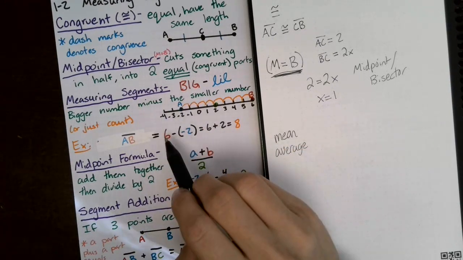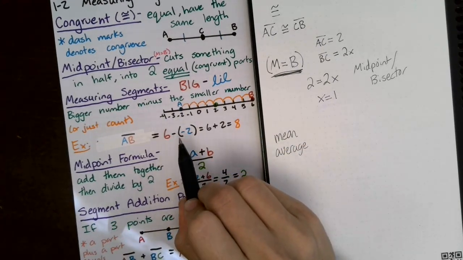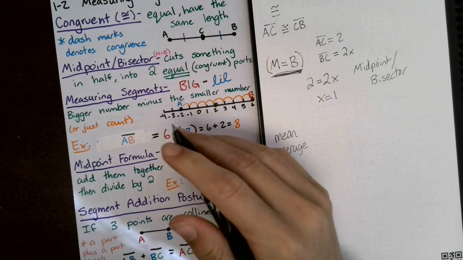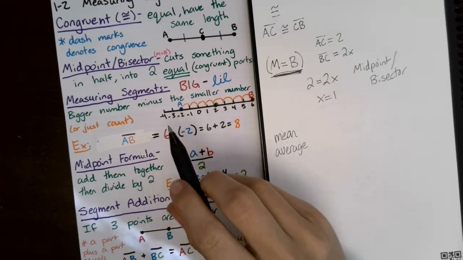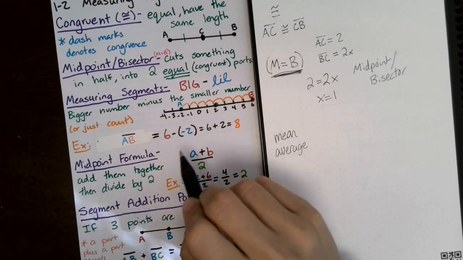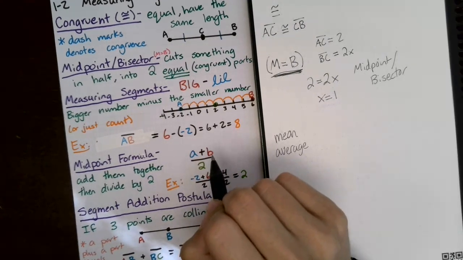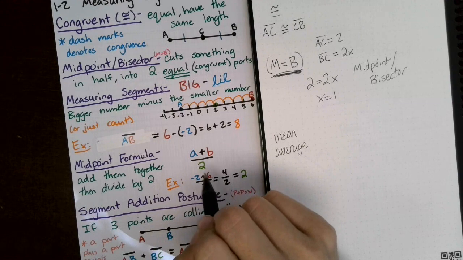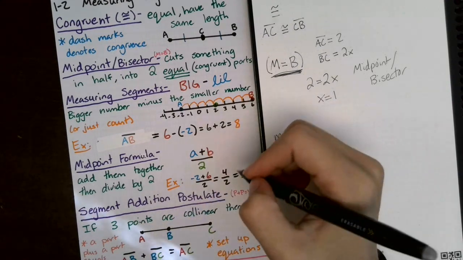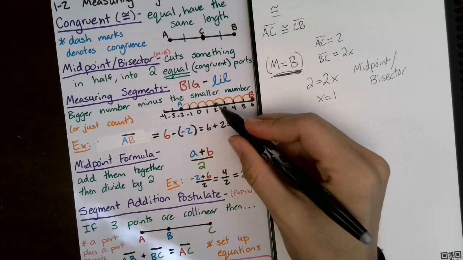When you're measuring it, you have to do the big number first minus the little number, or you have to take the absolute value. But for the midpoint formula, you do not have to put them in any particular order. You could switch these two numbers. It's the same thing because it's addition. And we get that our midpoint is at 2.